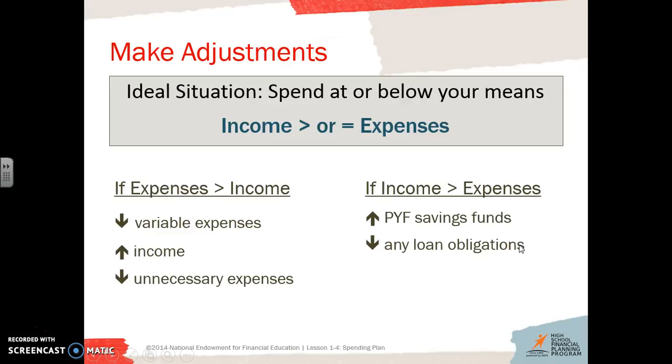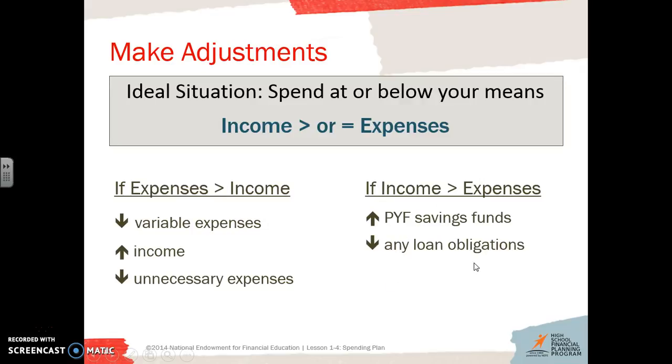You could also reduce any loan obligations. So if you have to pay back a car loan or student loans, or maybe you just have to pay back a credit card, it's always a good idea to pay more on those loans so they can go down faster. That's going to reduce the amount that you have to pay back in the end, and that reduces the interest. So those are some things that you can do if your income is greater than your expenses.